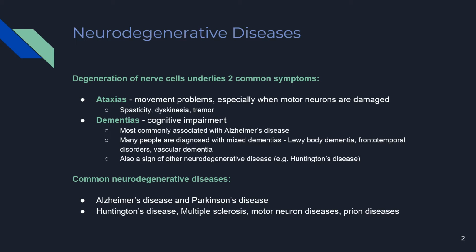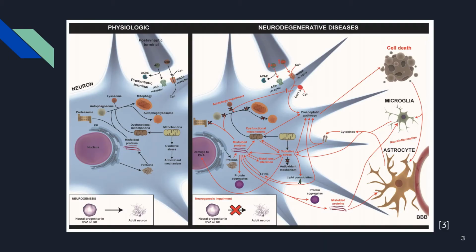We'll be addressing the most common diseases, Alzheimer's and Parkinson's. Others include Huntington's, multiple sclerosis, prion diseases, and motor neuron diseases, which include ALS, among others. Before we can dive into current and emerging treatments, it's important to understand a little about the mechanisms underlying neurodegeneration.